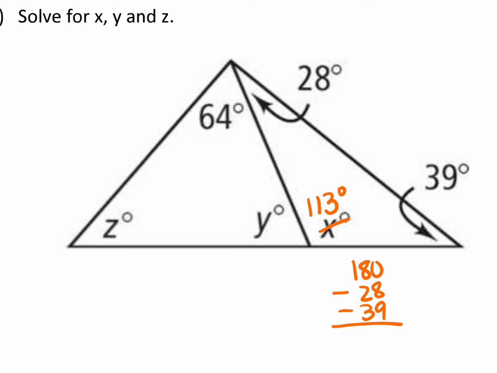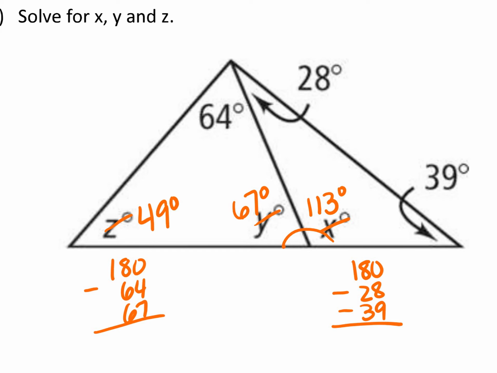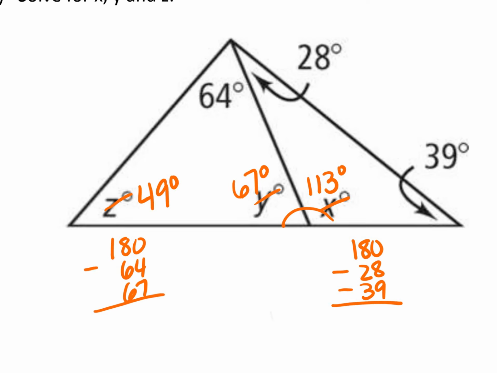I can use linear pair to get this next one. So that's going to be 180 minus 113, which would get me 67 degrees. And then for z, I've got another 180 minus 64 and 67, and that gives me 49 degrees. So just using your triangle sum to work your way around to get those.